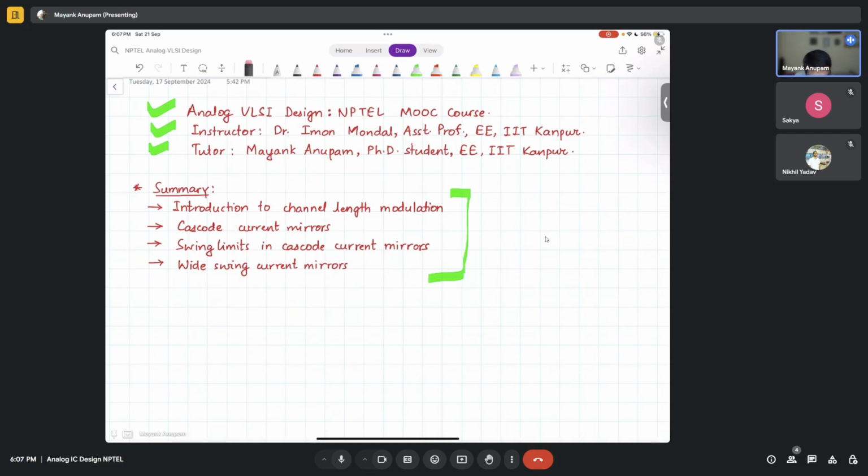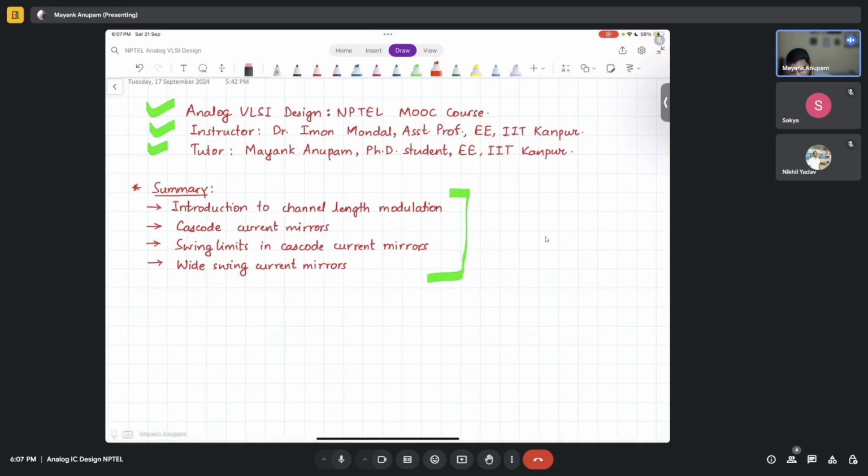Now that we have finite output resistance, our next goal in this course was to design around it. Earlier we were assuming that output resistance is infinite. So now, how do we deal with it so that it does not negatively impact our circuit's performance? For that we introduced some new circuit topologies, mainly cascode, current mirrors, cascoding basically.